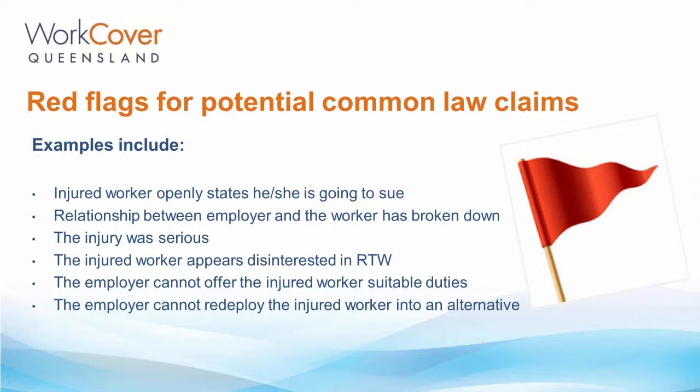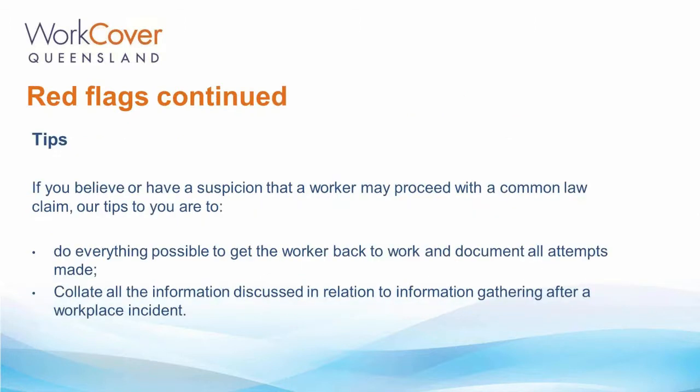Now, if you believe or have a suspicion that a worker may proceed with a common law claim, our top tips to you as the employers are to do everything reasonably possible to get the worker back to work, even if it is in an alternate position, and document all attempts made. Also, collate all the information we discussed in relation to information gathering after a workplace incident. WorkCover's legal panel will want to see all this information to assist with their investigations into the claim.